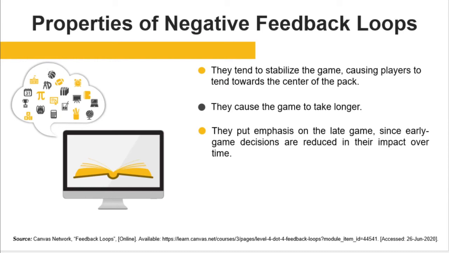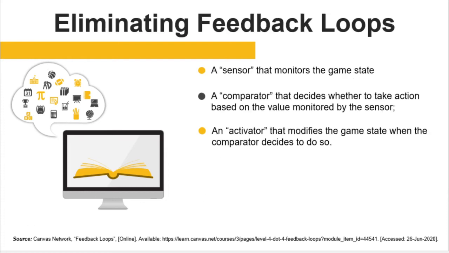Negative feedback loops also have three important properties. Number one, they tend to stabilize the game, causing players to tend towards the center of the pack. Number two, they cause the game to take longer. Number three, they put emphasis on the late game, since early game decisions are reduced in their impact over time.